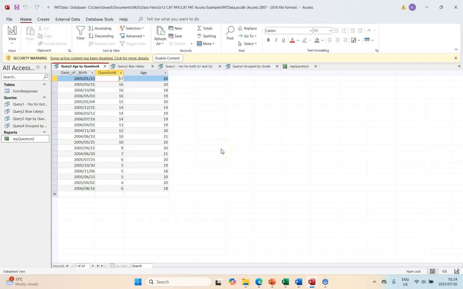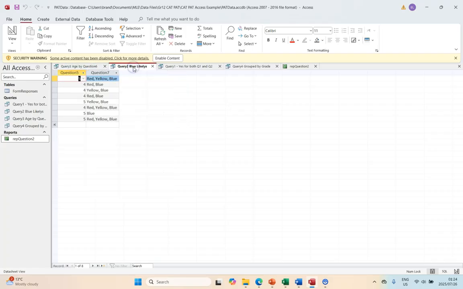You can also look for information from your database. Now, if I look at this query that we created, there's nothing that really sticks out here. We just got a bunch of dates and ages and numbers. If I look here, the most likely blues, those numbers are all very similar. Nothing sticking out there. The number of people that said yes to both, there's only 3 of them. That's a small number, not particularly informative.